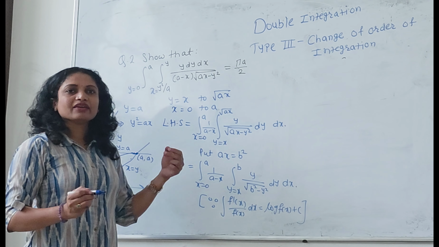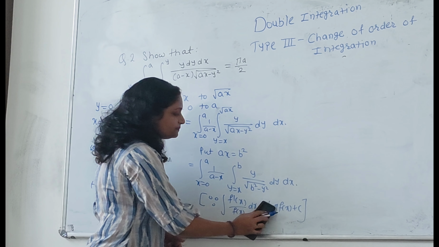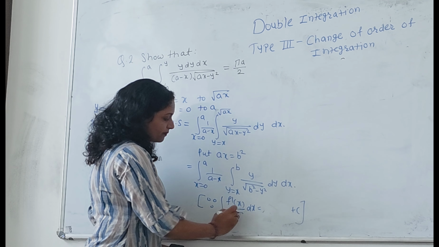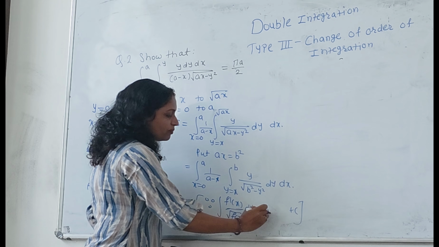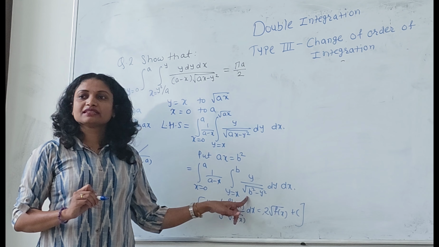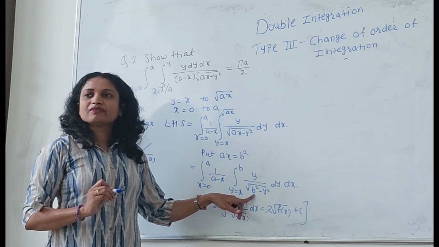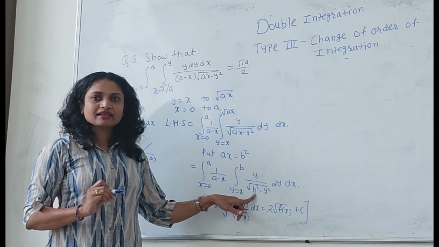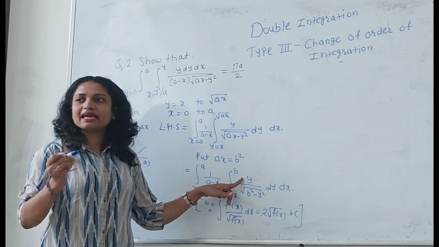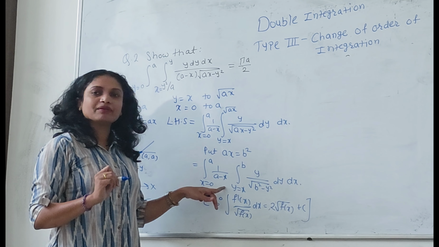So use this formula: the integral of f dash upon root of f of x is equal to twice the root of f of x. That is a square root. So what is the derivative of this term? Minus 2y, right? How can you adjust minus 2y in the numerator? By multiplying and dividing by minus 2. So let's multiply here by minus 2 and divide by minus 2.